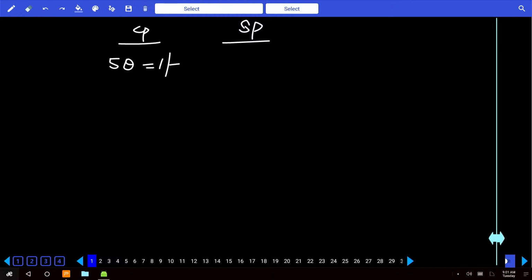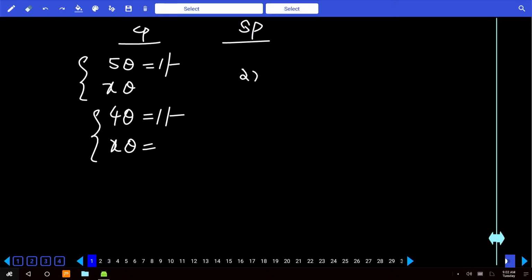Same number of oranges. He purchased them 4 for 1 rupee, 4 oranges for 1 rupee. Like this, he purchased X oranges. With this price, he purchased again the same number of oranges, again X oranges. Total how many oranges he purchased now? 2x. Total he has 2x oranges.